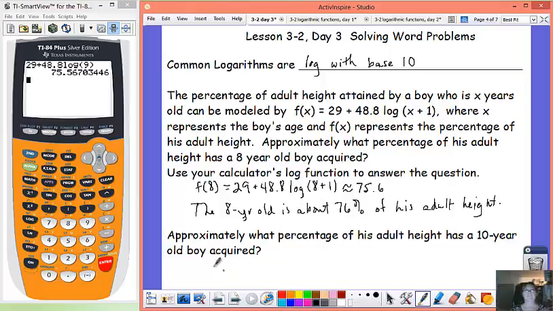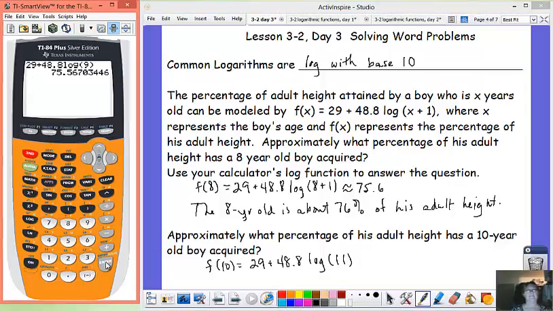The next one is one for you to try, of course. This time we want to know about a 10-year-old boy, and I'm sure that we'll find that that has gone up, but maybe not by as much as we'd expect. So we're going to put it back into our calculator, 29 plus 48.8 log, and this time it's 10 plus 1, or 11. You know, you can always ask your calculator to bring back the last thing that it had in its memory. I'm going to press second and then enter, and it brings back that keystroke. So all I have to do is go back in here and change that 9 to an 11. And I don't have to retype, which is kind of a handy thing to remember.